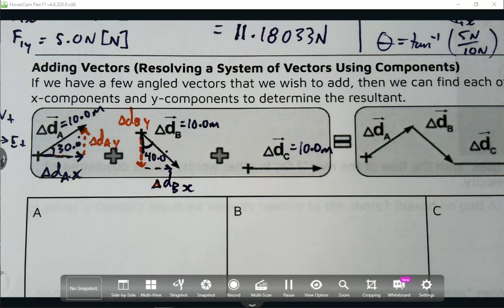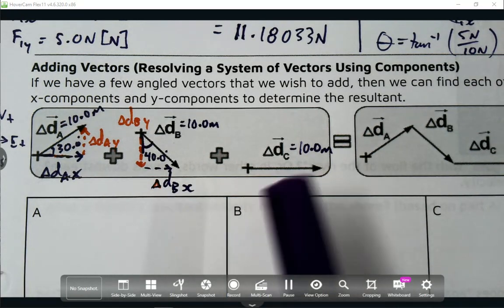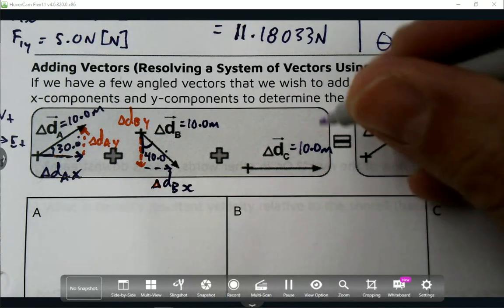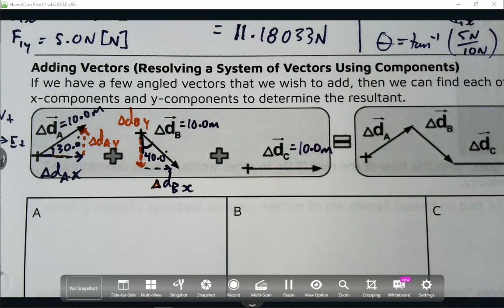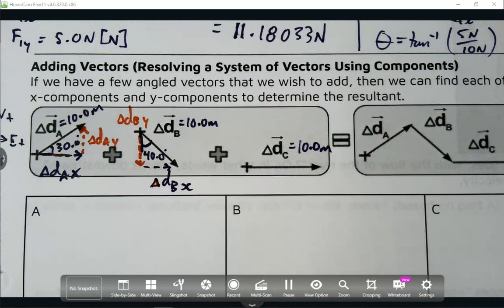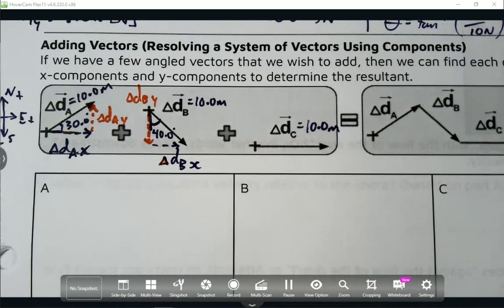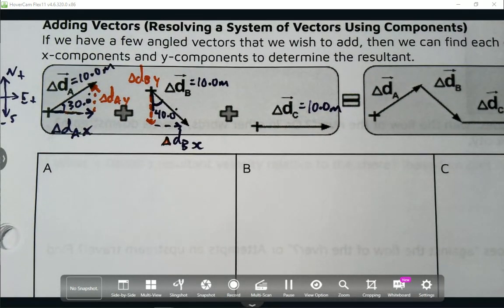But then I breathe a sigh of relief when I get to vector C, because isn't it all just x, right? Like, whew, don't have to do any trig on this one. This one's just 10.0 meters. And people say, well, okay, that's all well and good. Let's just do that first, okay? Then we'll figure out what we're going to do with all that information.